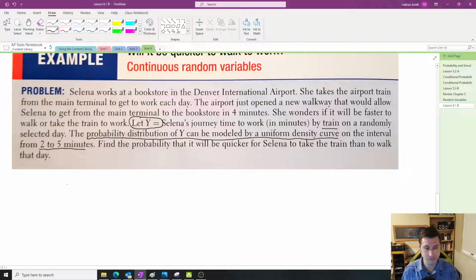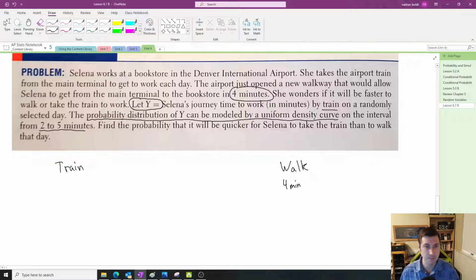All right, so a little hard here. First we're going to take a look at the train, and we're going to compare that to walking. Walking apparently had no variability. It was always going to take her 4 minutes. No traffic when you're walking on this special walkway, so it's always 4 minutes, no variability. But for the train, there was variability, and we can model that variability using a probability distribution of a uniform density curve from 2 to 5.